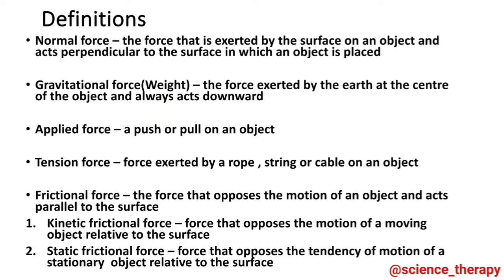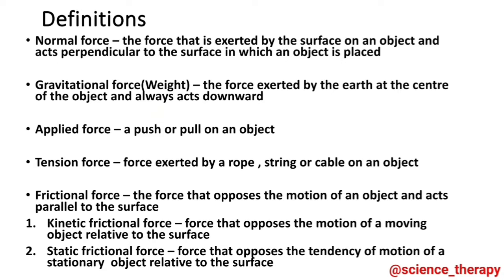So starting off, we have normal force. We say this is the force that is exerted by the surface on an object and acts perpendicular to the surface in which an object is placed. That is to tell you that the normal force will only be present if an object is placed on a particular surface. Because remember, normal force is the force that is exerted by the surface. So if an object is just hanging, not on any particular surface, it cannot experience normal force.